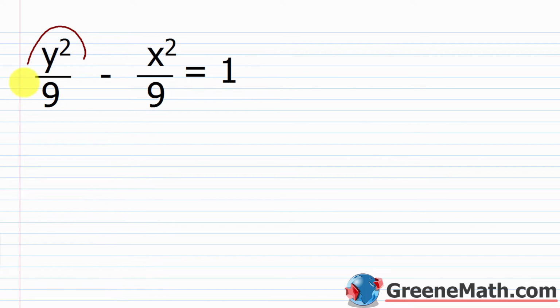So in this case, this term right here is larger. So it involves the y variable, so I know I have a vertical hyperbola. So I know this guy is vertical. So what I told you is that if you have a vertical hyperbola, you will have y-intercepts and no x-intercepts. Why is that the case?